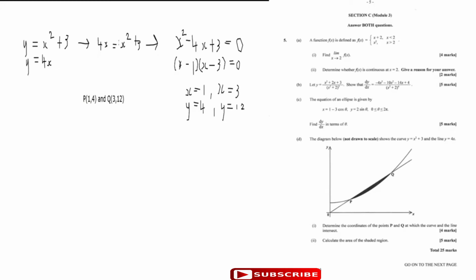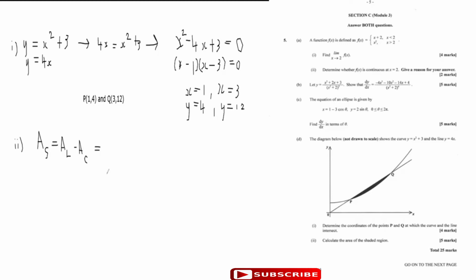Nice. Now the second part of the question. The second part says calculate the area shaded. Now to calculate the area shaded, I like to call area shaded AS. The area shaded is equal to the area under the line minus the area under the curve. That's going to give us the area shaded.